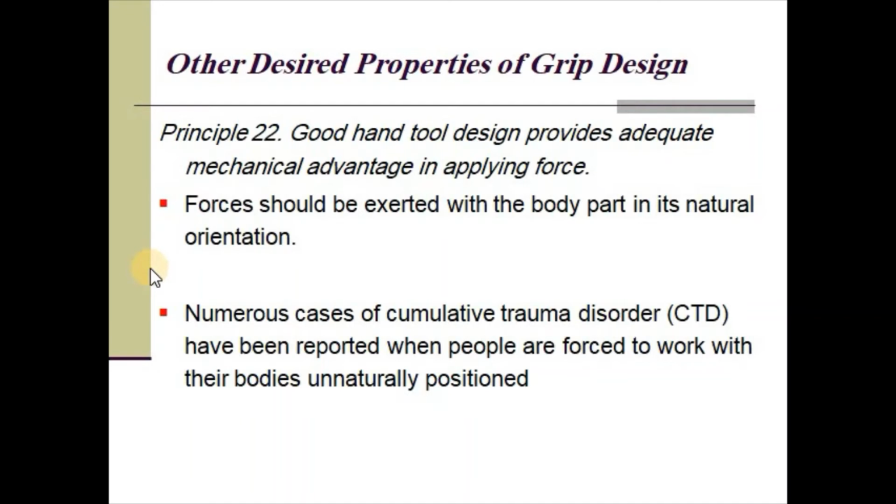Now, Principle 22 states that a good hand tool design provides adequate mechanical advantage in applying force. This means that forces have to be exerted with the body while it's in its natural orientation. This means that the body should be naturally positioned, because several cases of CTD, cumulative trauma disorder, have been reported when people are forced to work with their bodies in unnatural positions. They may have to bend over their back in an awkward position while applying the tool. So this is not preferable in the design of any good tool.